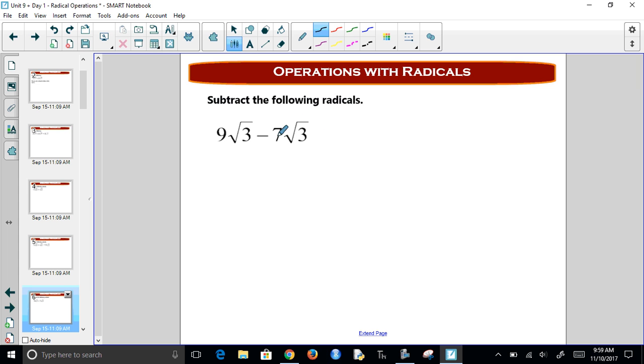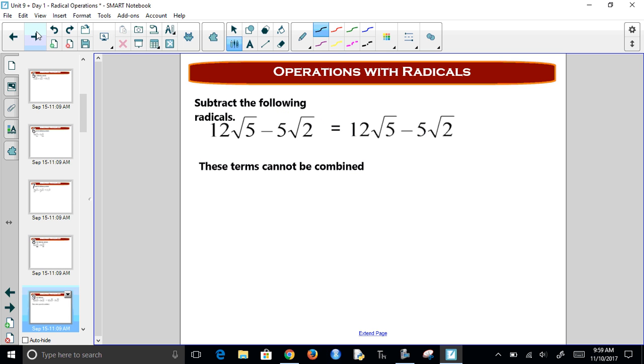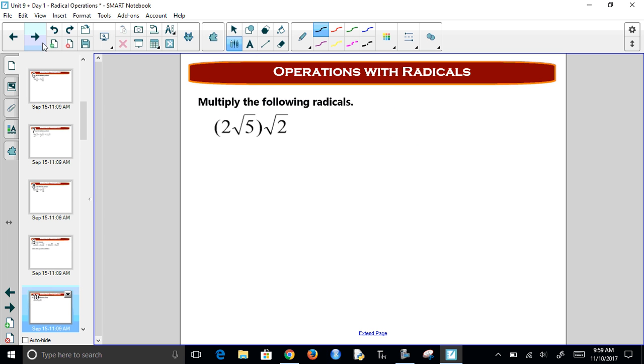Now subtraction works the same way as long as these two roots are the same. 9 root 3 minus 7 root 3 is 2 root 3. We're just subtracting these coefficients. Now if we have 12 root 5 minus 5 root 2, since the value under the square root is different, we can't subtract those or add them because just like 12x minus 5y, those are two different values. We can't deal with them. So this is as simplified as that gets.